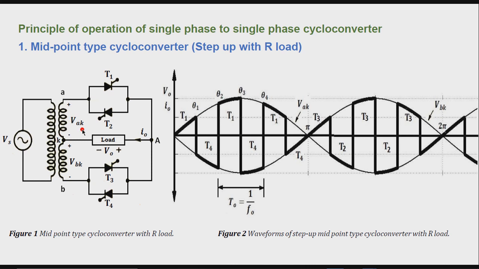In this manner, thyristors T1 and T4 for the positive half cycle and thyristors T2 and T3 for the negative half cycle are switched alternately between the positive and negative envelope at high frequency. So as you can see, the output frequency F0 is greater than the supply frequency Fs. So this is a step up cycloconverter.